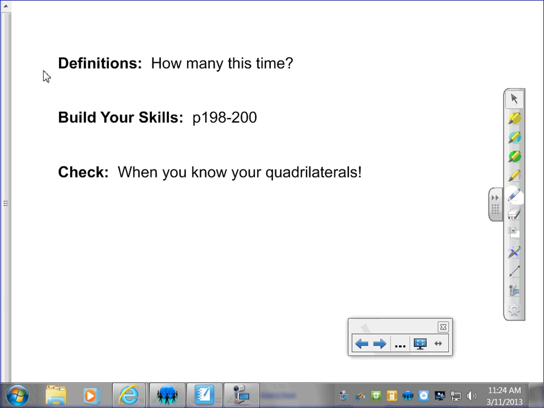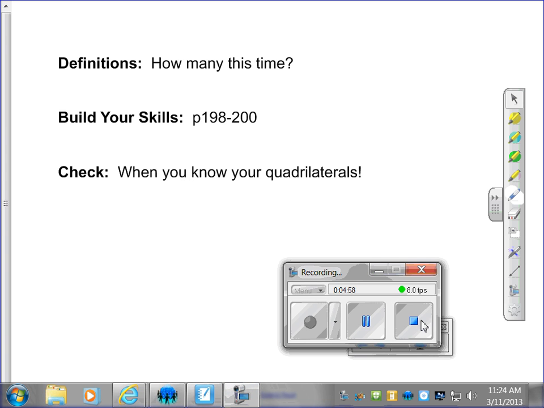Don't forget to fill in your definitions on your definitions page for chapter 5, and don't forget to get your check done as well as your math on the job and roots of math. Otherwise, that's it for this lesson, and I will help you when you need help.